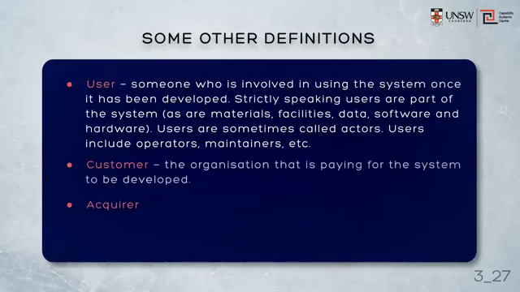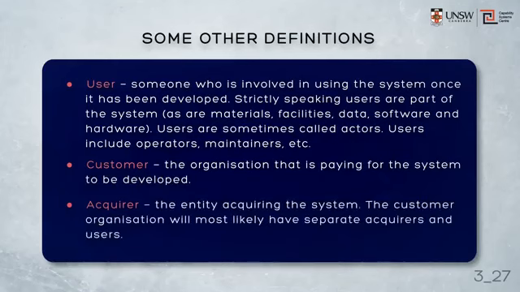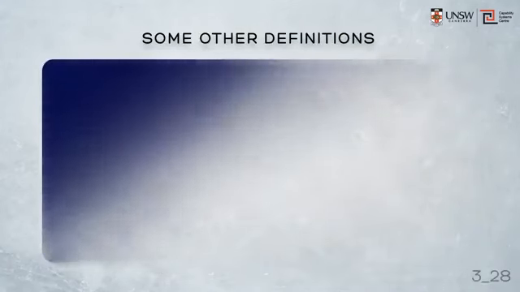Now, users work for the customer. The customer is the organisation that's paying for the system to be developed. Within the customer, there is an acquirer, who is the entity that's acquiring the system. Because the users are normally too busy with their operational tasks, they don't have the time or necessarily the expertise to acquire new systems. Large customer organisations will therefore most likely have a separate acquisition organisation, that is, separate from the user organisation. And as we said before, the customer is probably not big enough these days to be able to develop the system themselves, so they'll engage with the developer.